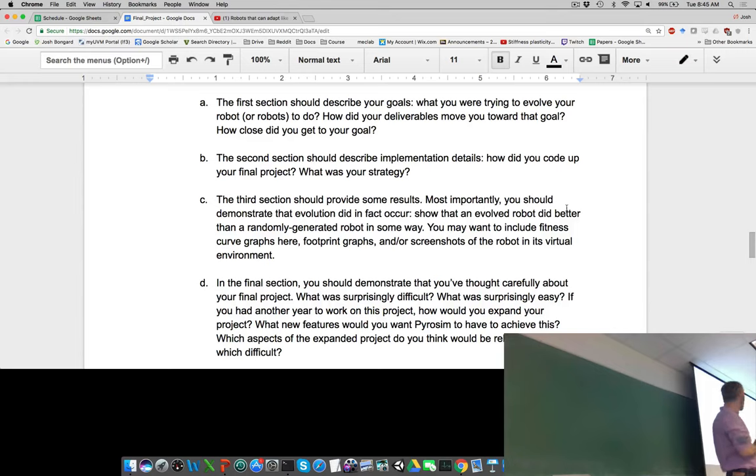So here you're going to include figures or screenshots to demonstrate that you actually were able to evolve your robot or robots, plural, to do what you wanted them to do. The main thing you're trying to communicate to us is that you were actually able to do some evolution. So we want to see some visualization or some way of proving to us in this section that there's a significant difference between some evolved robots and those that are just random, right?